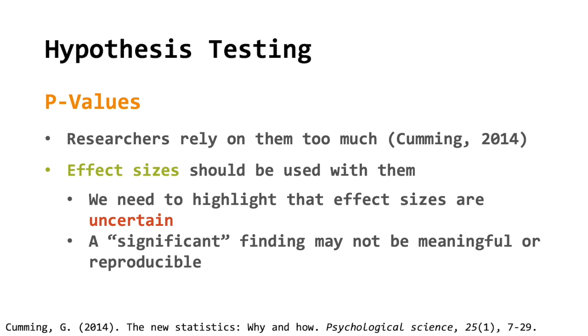When it comes to p-values, in science, we've relied on them too much. There's this article by Cumming in 2014 called The New Statistics, Why and How. It's all about how we need to also rely more on effect sizes. So instead of just saying, does it look like an effect exists in the population or not, we should also say, is that effect big or is it small? Is it even meaningful?